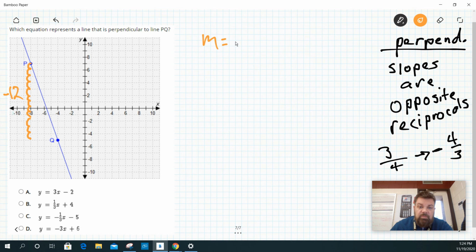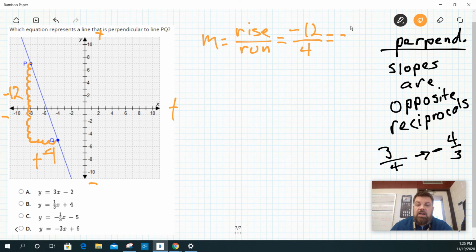So if I think about this, the slope is equal to the rise, that's up or down, over the run. To get from P to Q, I had to go down 12. And then from there, I had to go over 1, 2, 3, 4. Now that's a positive 4, right? So remember, this is the positive direction and negative direction for the x, and this is positive and this is negative for y. So I've got negative 12 over positive 4, which reduces down to negative 3 over 1.